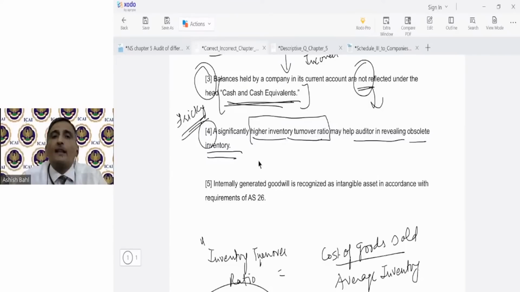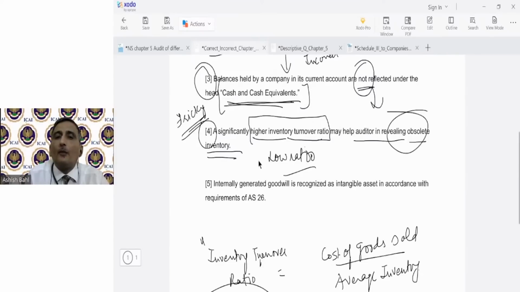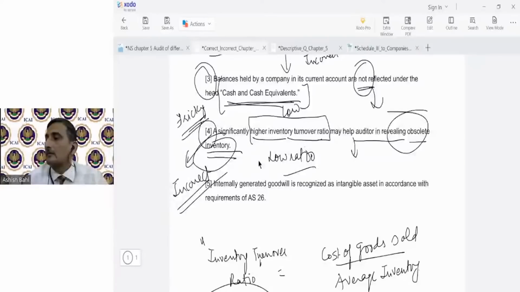A low ratio, on the other hand, a significantly low ratio, helps the auditor in revealing obsolete inventory. If it had been low here, then this statement would have been correct. Now it is incorrect. Okay students, you have to understand the concept of inventory turnover ratio, high and low, and how it impacts. Yes, Rohan, you have given the correct answer.